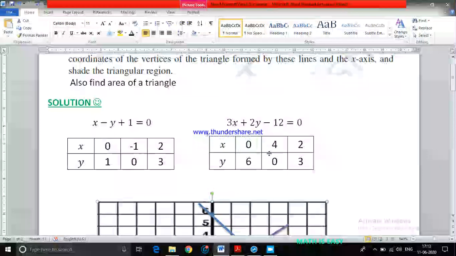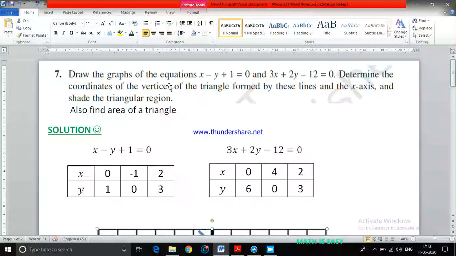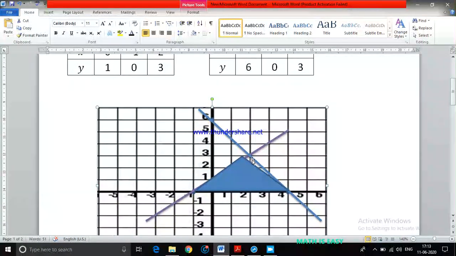So this is how you have to shade the region, because they said determine the coordinates of the point and shade the triangular region. So the triangular region is shaded. You create this little bit extra part also left out, between this line and this line. If they ask with respect to the y-axis, my triangle is going to be this one. This will be your triangle with respect to the y-axis. But they ask with respect to the x-axis, so that's why I'm taking this as my triangle. Now the triangular part is shaded.